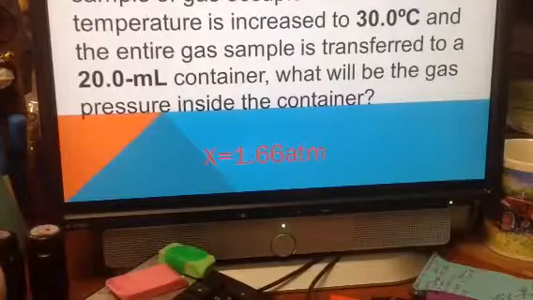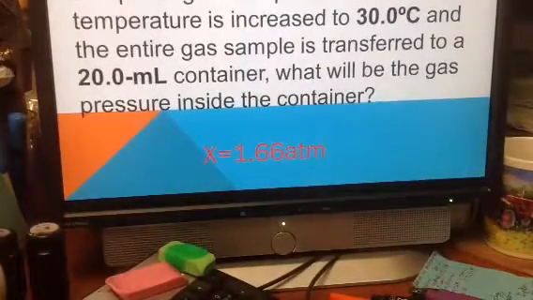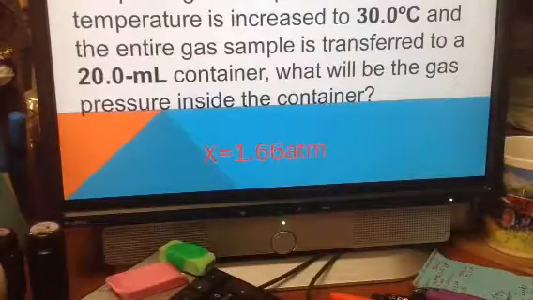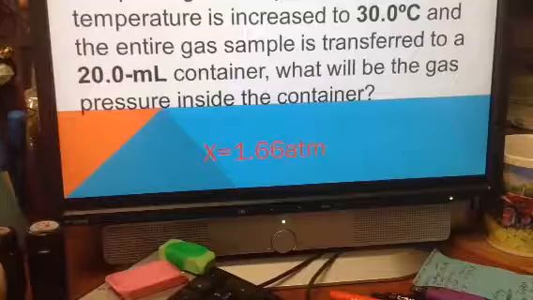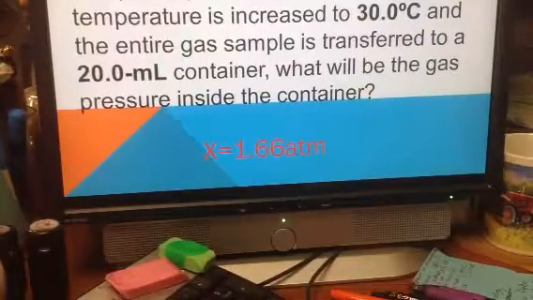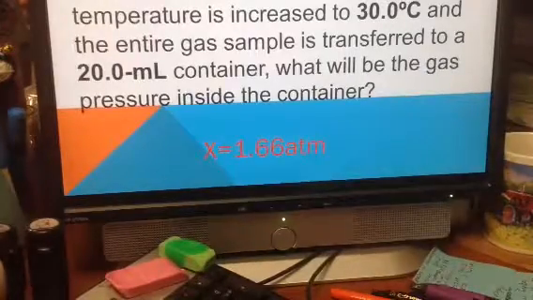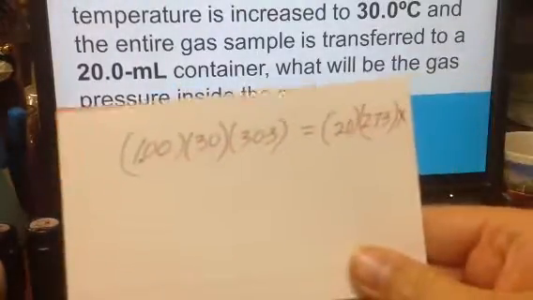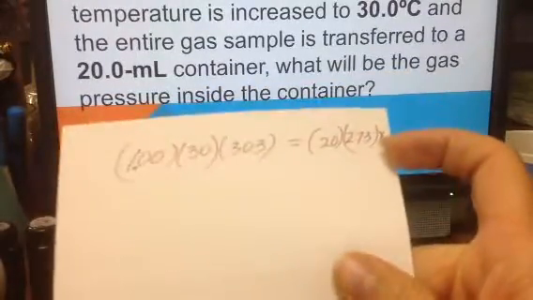I'm going to show you quickly what the problem will look like when I cross multiply. When I cross multiply, I should have 1 times 30 times 303, and that's going to equal 20 times 273 times x. My equation will look like this, and that's when I have to isolate my variable x.